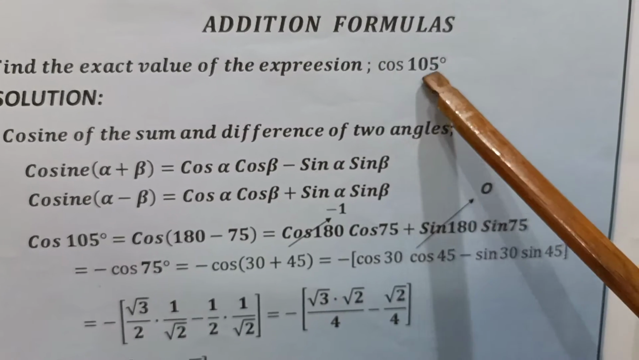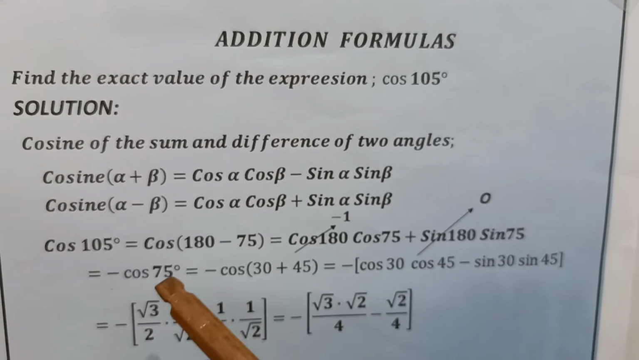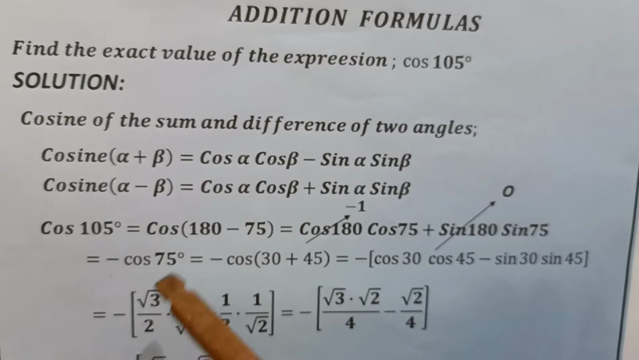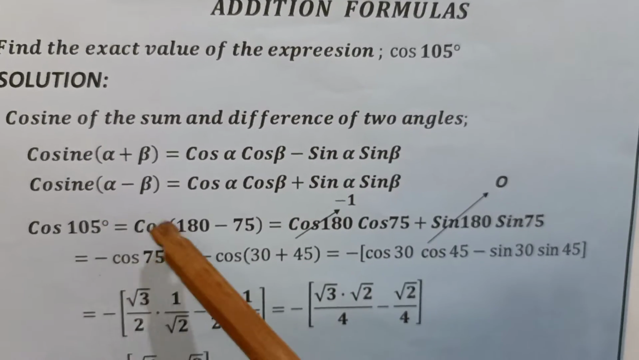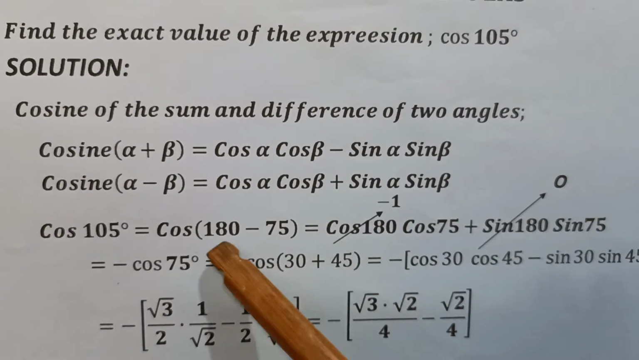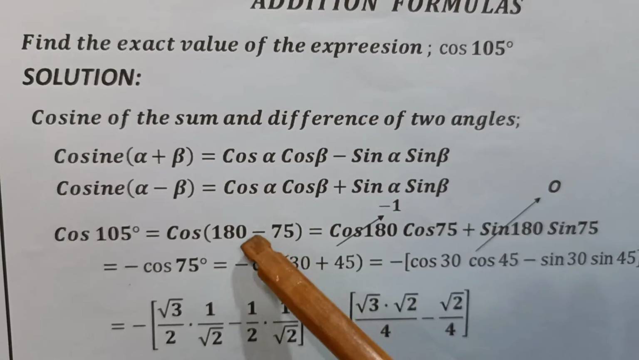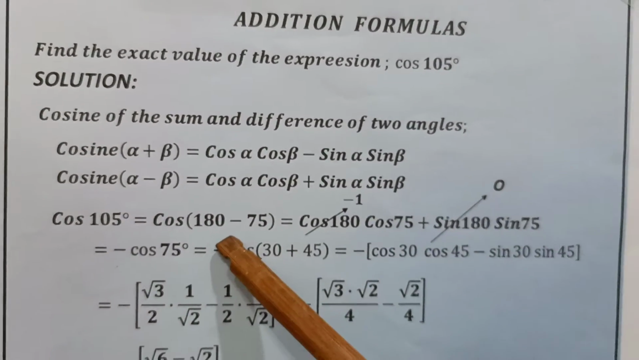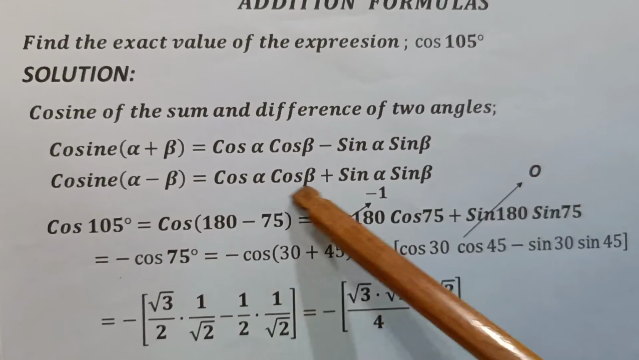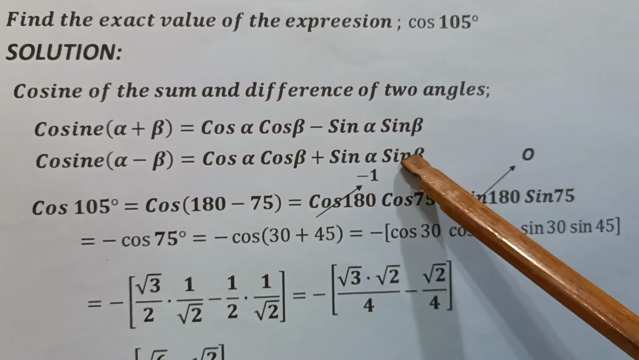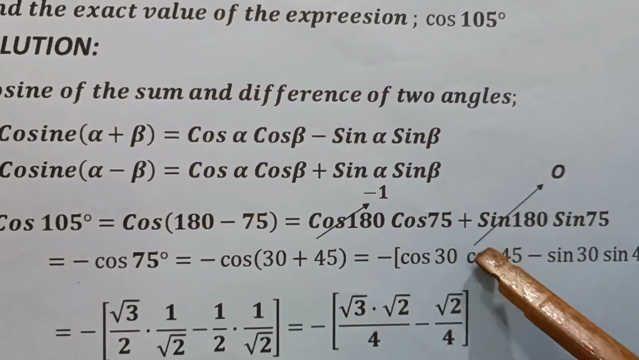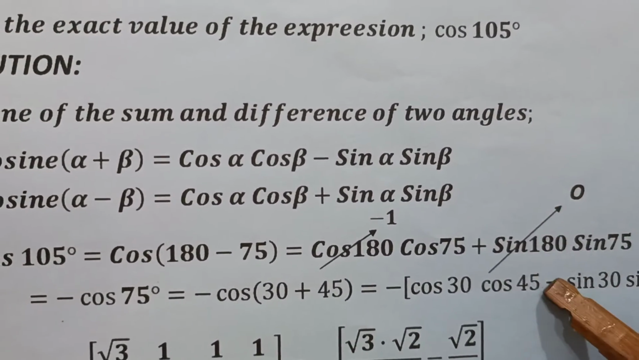As you will notice, this cosine 105 can be reduced to cosine of 180 minus 75, since 180 minus 75 is 105. Since this is a difference of two angles, we're going to apply the second formula. So that is cosine 180 degrees cosine 75 degrees plus sine 180 degrees sine 75 degrees.